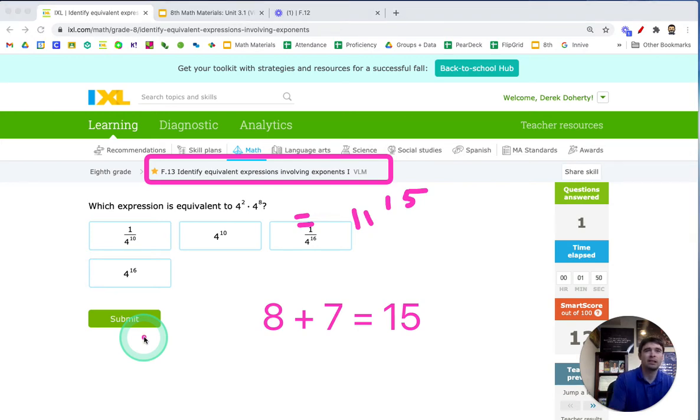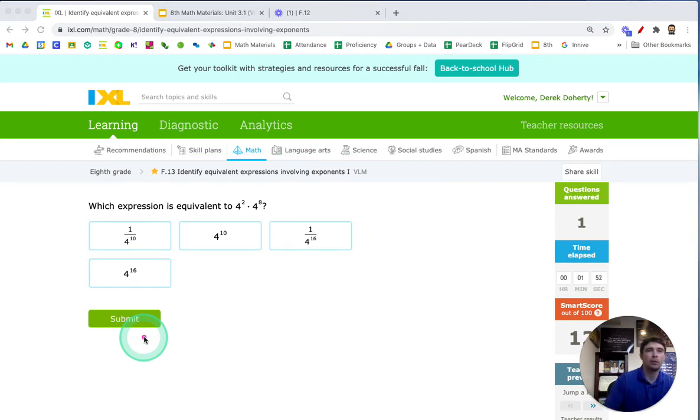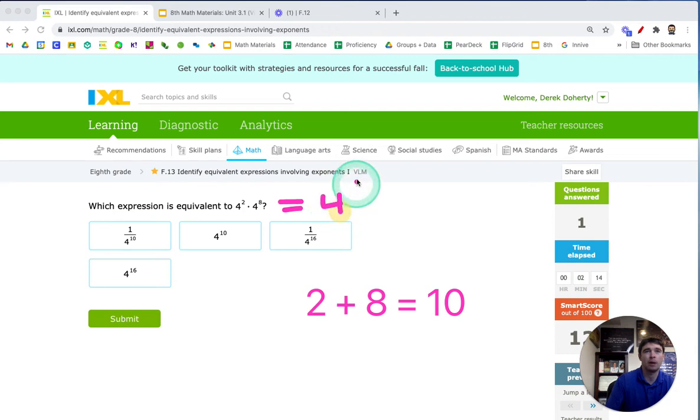For this next example, we would encourage you to do this on your own. It says which is equivalent to 4 squared times 4 to the 8th power. So try to figure this out on your own. Pause the video if you need. As you're coming back, hopefully you're saying, Mr. Doherty, this is very similar to the one we just did. We're multiplying the same base, so we're just going to add those exponents up. 4 squared times 4 to the 8th is really just the same thing as 4 to the power of 10. And that's how we're grabbing this answer right here.